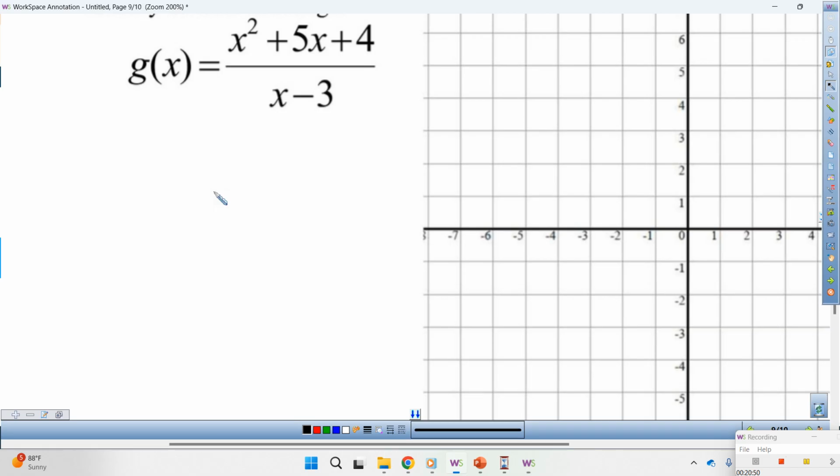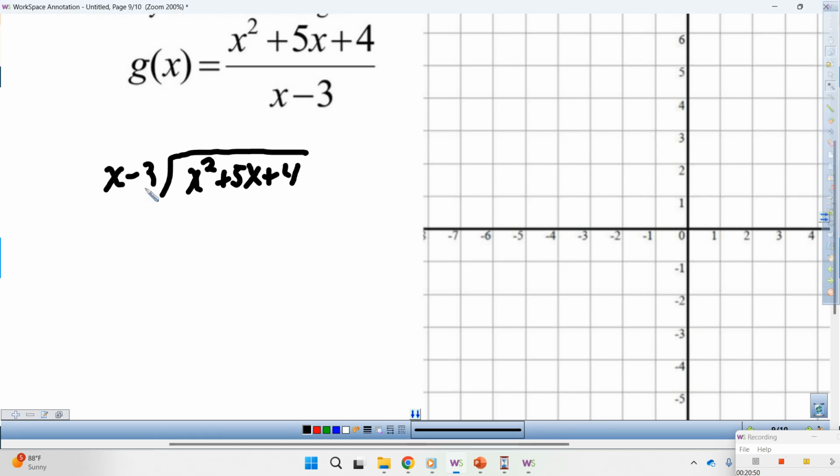Here goes. x squared plus 5x plus 4 divided by x minus 3. So, x times x is x squared. x times -3 is -3x. Subtract. Don't forget to distribute that here and here. This cancels. We're left with 8x. Bring down the next term, which is plus 4.